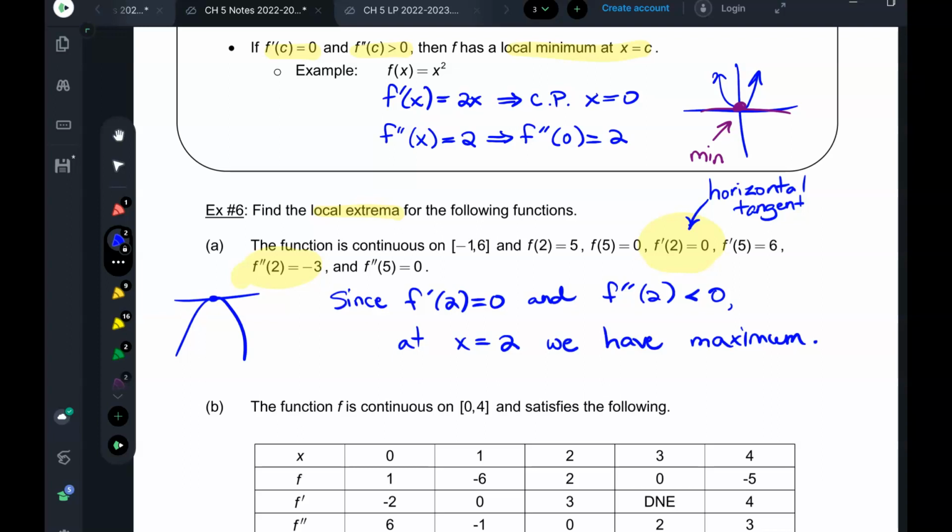So f prime of 6? This one just tells us it's increasing. If you get f double prime equals 0, that doesn't tell you that it's concave up or down. This could be a point of inflection, but we don't have enough information. Because remember, when the second derivative is equal to 0, if the concavity changes, then it's going to be a point of inflection. Technically, when the second derivative is equal to 0, it's not concave up or down. It could change concavity there. We don't know.